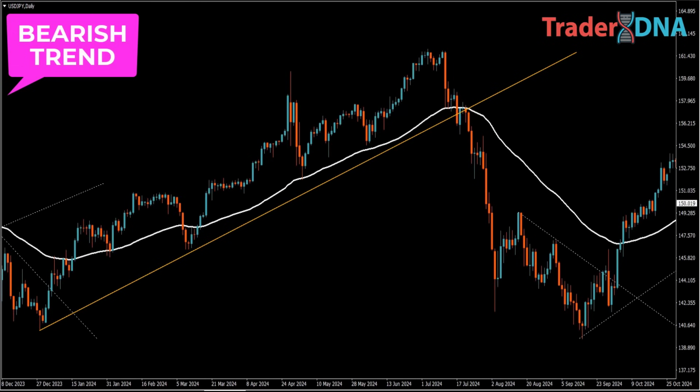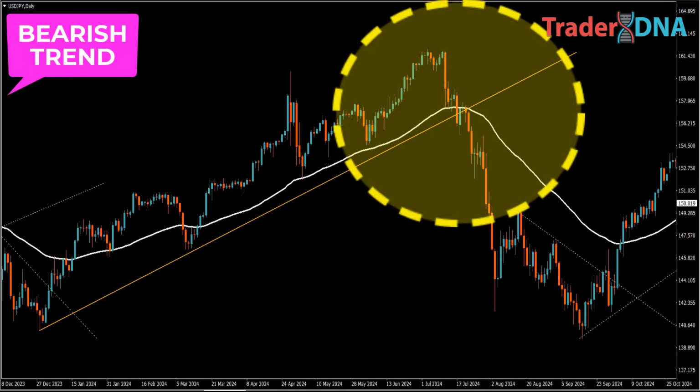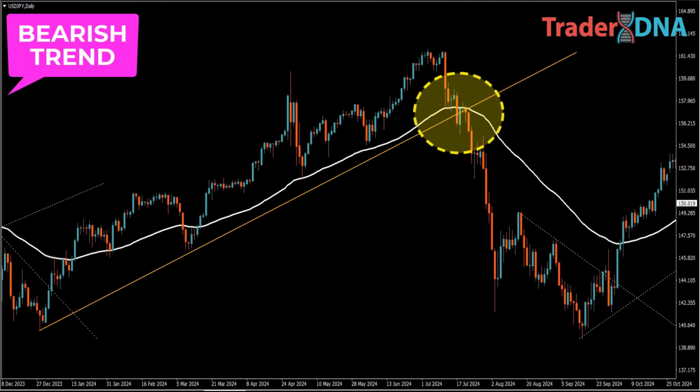Step 3, watch for the breakout. Now, this is where things get exciting. We're looking for a price breakout below both the trend line and the 60 period EMA. This is our key signal to enter a sell trade. Once you've got your EMA and trend line in place, here's how you execute the sell entry. Step 1, identify the breakout. Look at the chart. Notice how the price breaks below both the trend line and the 60 period EMA almost simultaneously. That's a strong confirmation that the bullish trend is ending and a bearish trend is taking over.